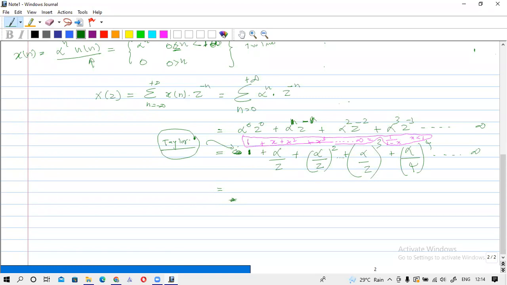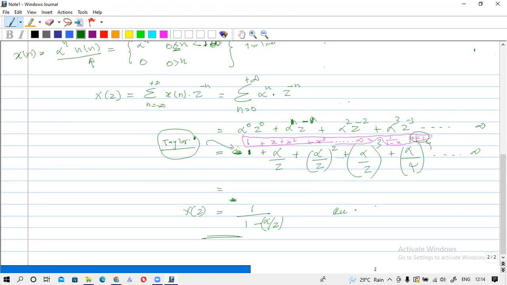So X(z) will be 1 by 1 minus x, where x means alpha by z. So this is our X(z), we have found that. Then what is the ROC? To find the ROC, we have to consider this restriction, that x should be less than 1. What is the x here? Alpha by z. We take the magnitude, because this can be a complex value also.